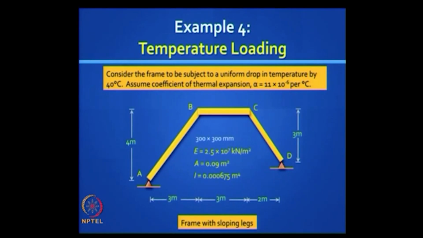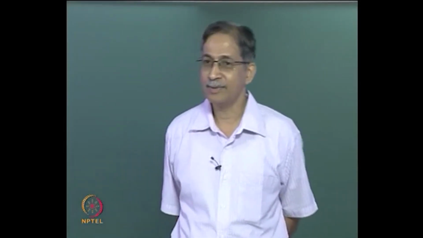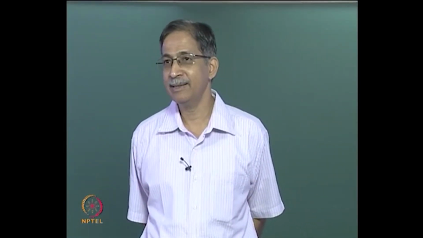Remember, at the end of the last class we also said let us look at temperature loading. This is more tricky because the legs are inclined. So the same frame, let us do this slowly so that you get it. Same frame with sloping legs, we are now talking of a fall in temperature by 40 degrees Celsius, and the coefficient of thermal expansion is given. How do you solve this problem? There are no direct loads, it's indirect loading.